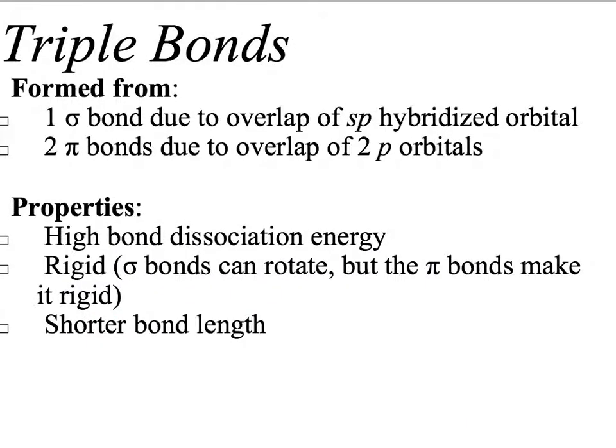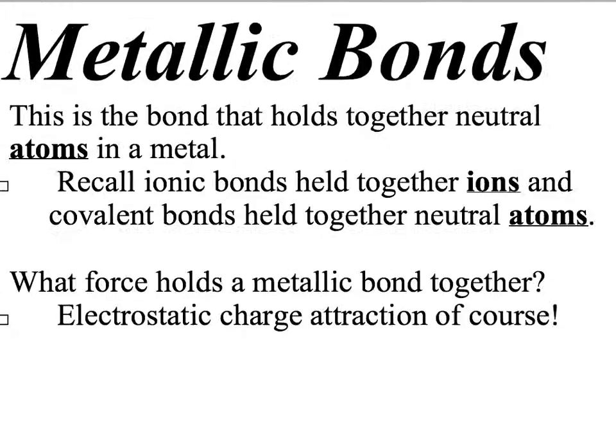Which, just to recap, my triple bond is formed from 1 sigma bond due to the overlap of the sp hybridized orbitals, and 2 pi bonds due to the overlap of the 2p. So 1 sigma, 2 pi. Very high bond dissociation energy, rigid. The sigma bonds could rotate, but the pi bonds cannot, so they make it rigid. And a nice short bond length as well. All right, so that's where we're going to stop our discussion today on covalent bonds.